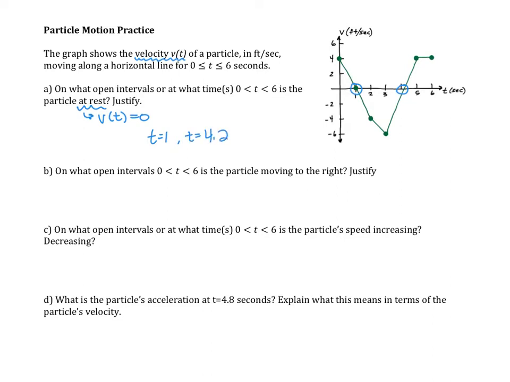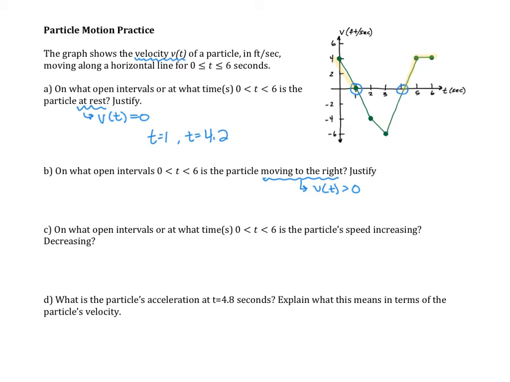Okay, then it says, on what open intervals between 0 and 6 is the particle moving to the right? What does it mean to be moving to the right? Well, it means that the velocity is greater than 0. So where is the velocity greater than 0? Well, we can see that it's greater than 0 here, and we can see that it's greater than 0 here.